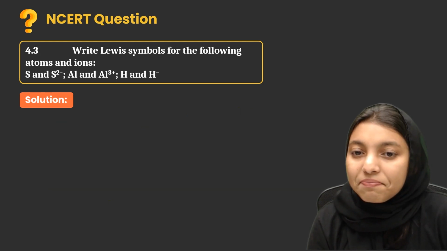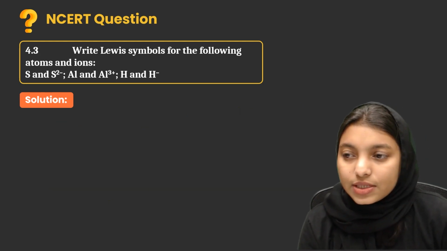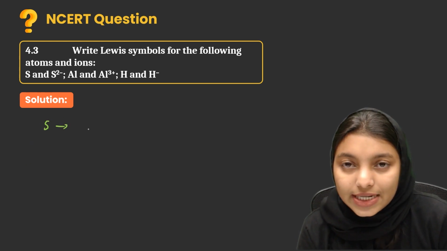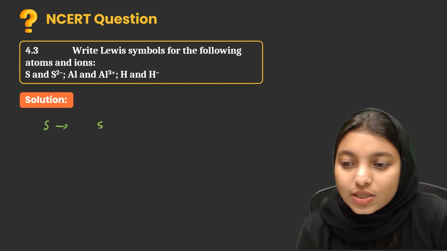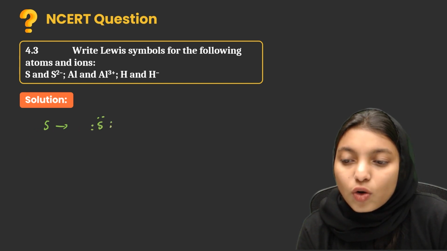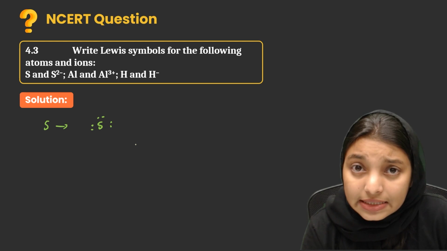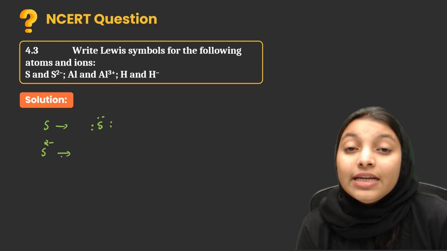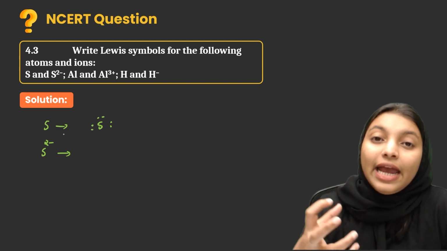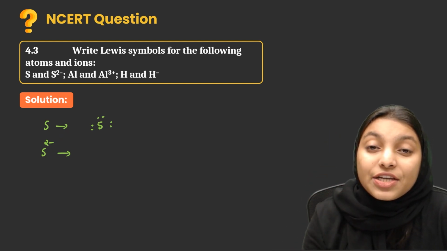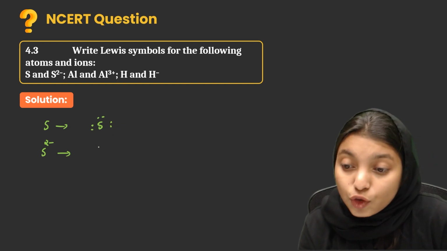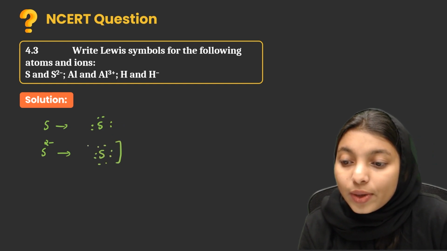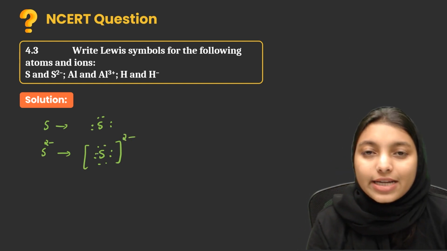Write the Lewis symbol for the following atoms and ions. First we have sulfur, which is again a 16th group element. So sulfur will have 6 electrons in its outermost shell. When it comes to S2 minus, the negative symbol indicates gaining of electrons. So 2 negative means it has gained 2 electrons. So we will have 8 electrons in the outermost shell. We can write it like S2 minus like this.